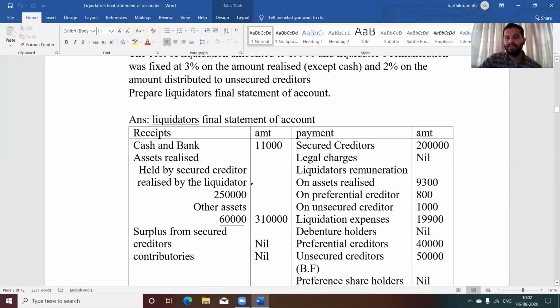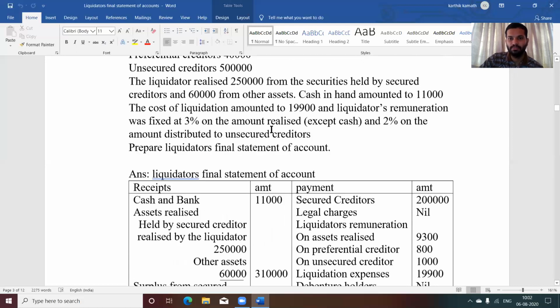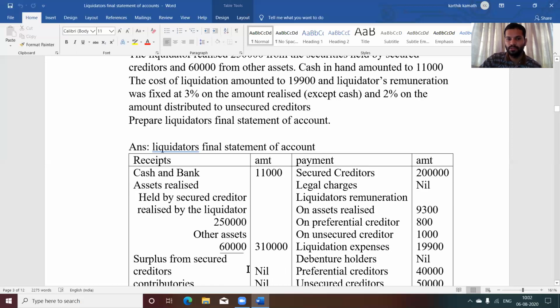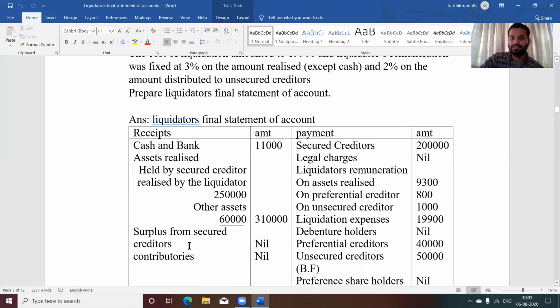So do the format of the liquidator's final statement of account: receipt, amount, and payment, amount. First, you see the receipt side. Cash and bank information is given in the problem, 11,000, so directly enter 11,000. Assets realized are also directly given. Liquidator realized 2,50,000 from security and 60,000 from other assets, so total assets realized is 3,10,000. Surplus from secured creditor is nil here. Why? Because here securities are realized by the liquidator.